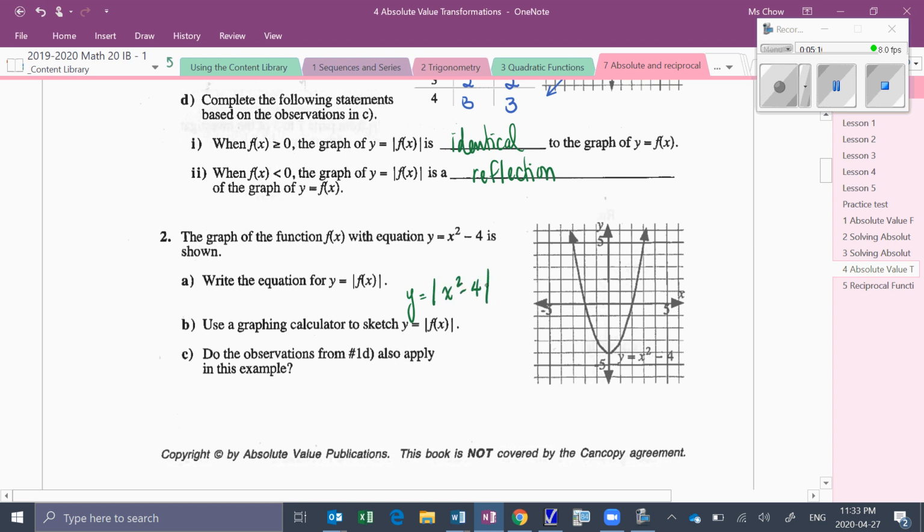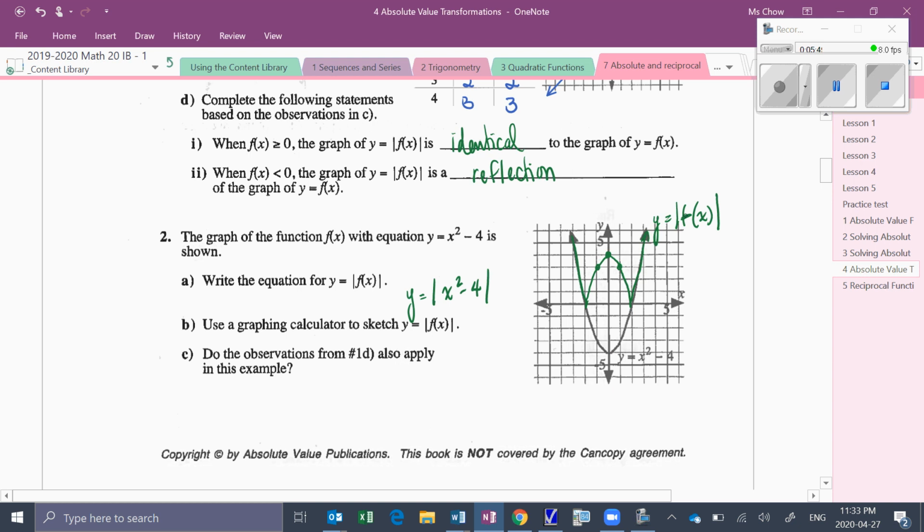So if we use our graphing calculator, or if we just think it through, what's happening is that because we're taking the absolute value of all of these values below, then we end up with a reflection of that. So this green graph then is the graph of y is equal to the absolute value of f of x.